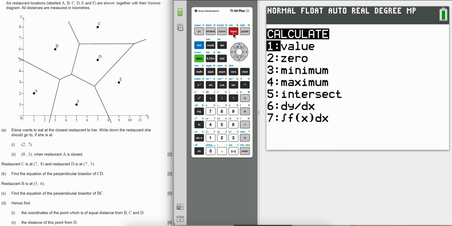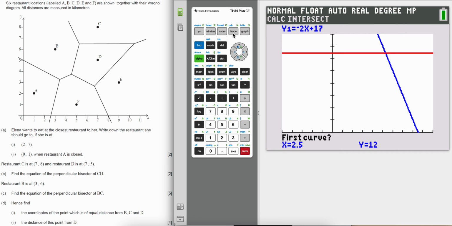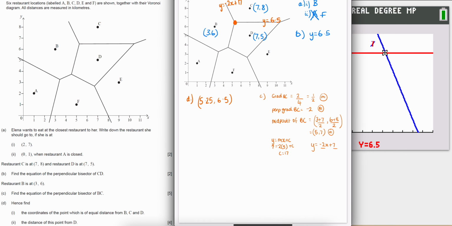So if I go second function, calculation, and intersection, then it's asking which is the first curve, which is correct. And then the second curve is this one here. And therefore my intersection is at 5.25 and 6.5 for y. So I can now type that in, and that's my intersection point for the first part of D.